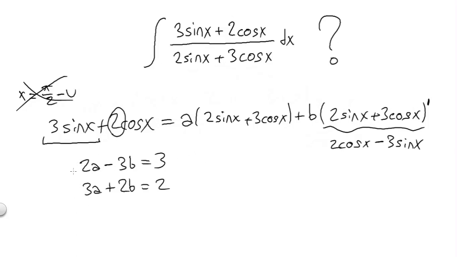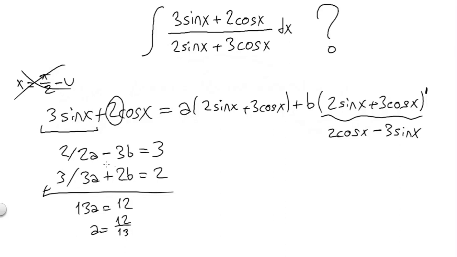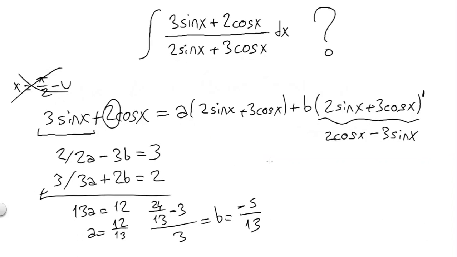Well, I can find a and b because I have two equations and two unknowns. So I can, for example, multiply this by 2 and this by 3, and I will get that 13a is just 12. So a is 12 over 13. For b, I can just put it here, so it will be 24 over 13 minus 3b is equal to 3. Therefore we will find b is minus 5 over 13. Okay, cool. So I know a and b.